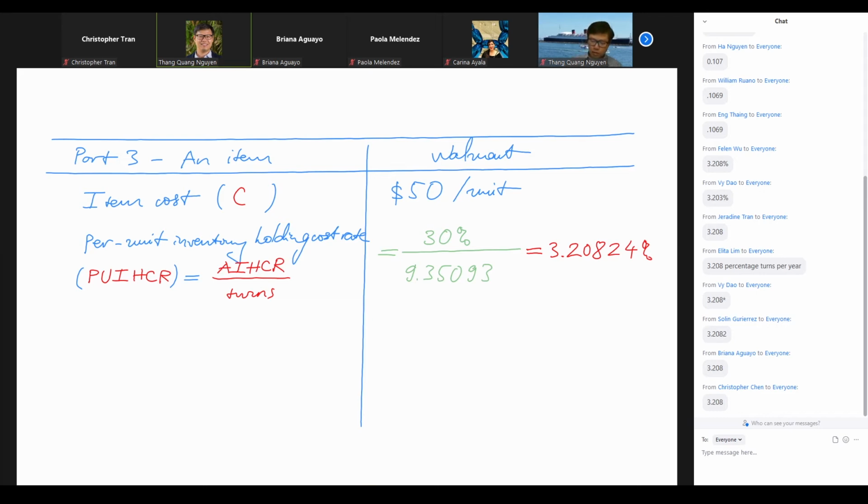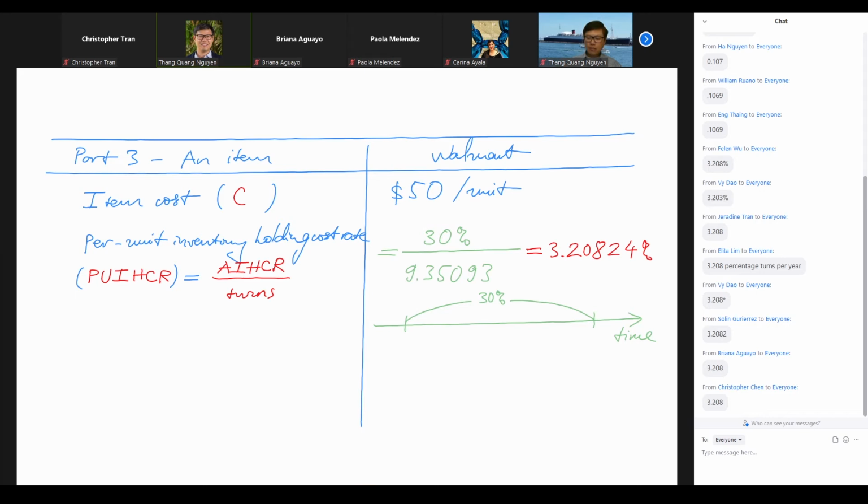Let me draw a picture to illustrate what it is. So for example, we are looking at the fiscal year at Walmart. That's the beginning of the year, that's the end of the year. And if we hold something on the shelf for the whole year, it's going to cost 30%. That's a chosen number, that's a given number right at the beginning of the example. But we know that an item at Walmart would not stay there for the whole year. Typically, it will get sold after 39 days.